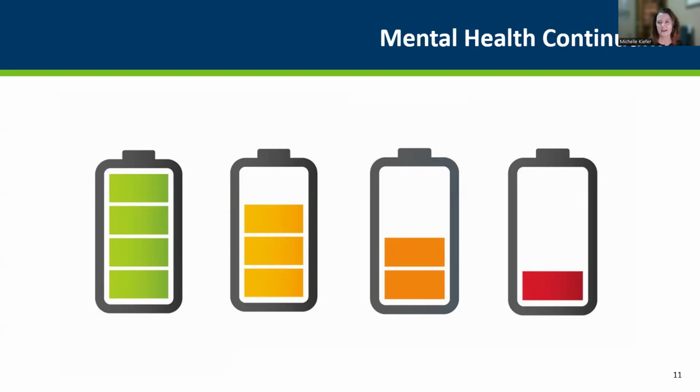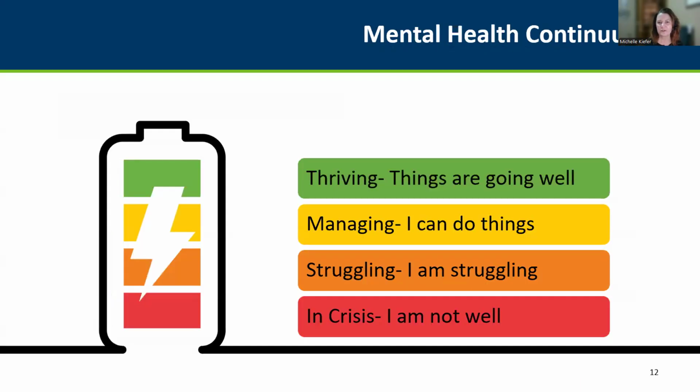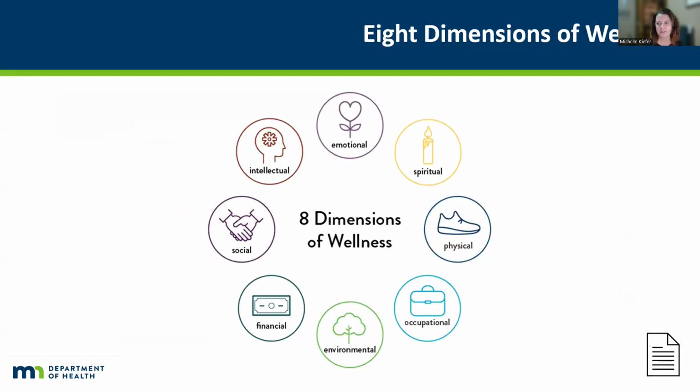So on the next slide, you can use these words for each of the battery levels of being charged. From the green zone, you're thriving, things are going well. The yellow oranges, you're managing, you can do things, you're still doing okay. In the orange zone, you're struggling. You are losing your energy quickly. And then the red zone, you're in crisis, you're not doing well, you need some help. Let's get you plugged in. I hope this is helpful for some of you so you can maybe use this with those around you or for yourself too. On the next slide, we have the 8 dimensions of wellness.